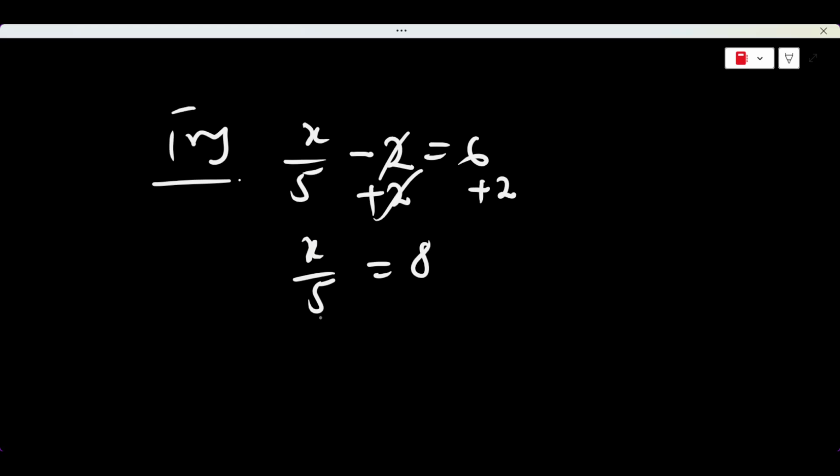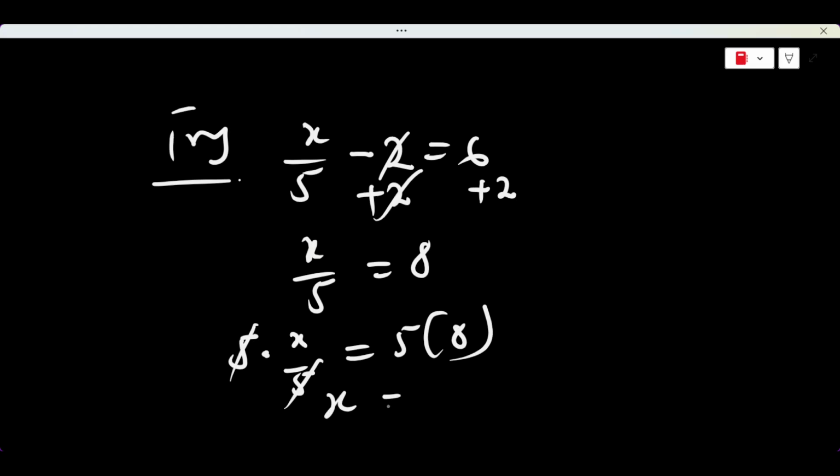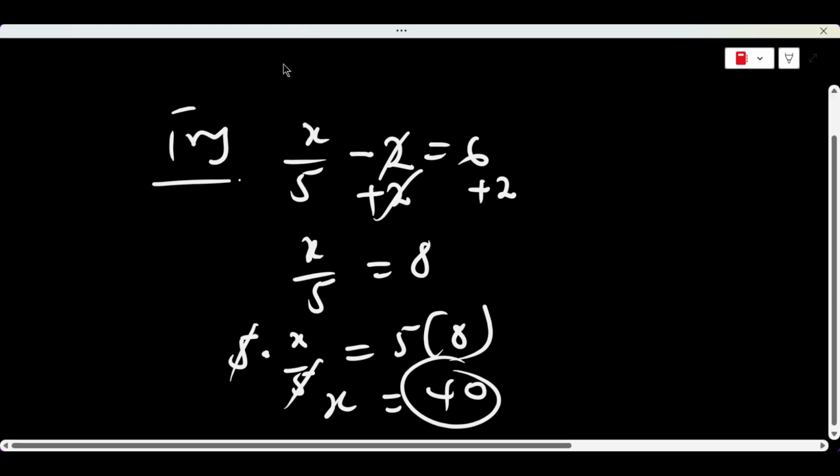So before you can get this 5 off, you have to use the inverse operation of division, which is multiplication. So you have to multiply through. And remember, whatever you do to the left side, you do the same thing to the right side. So you have 5 multiplying x over 5, which is equal to 5 multiplying 8. So this and this cancel out, leaving the x. x is equal to 5 times 8, which is 40. All right.